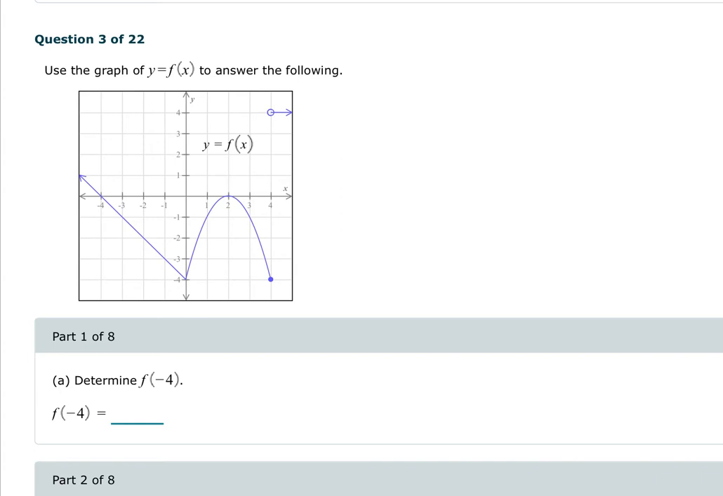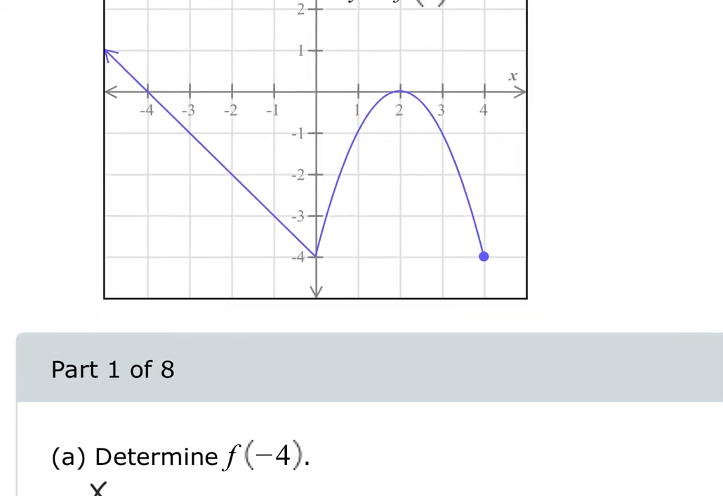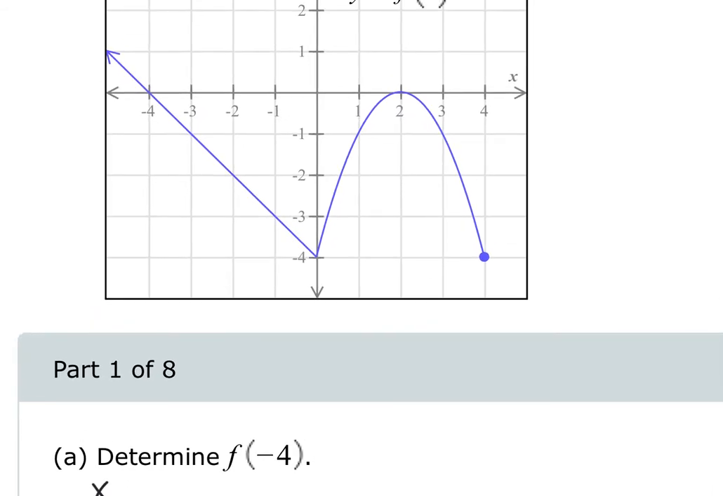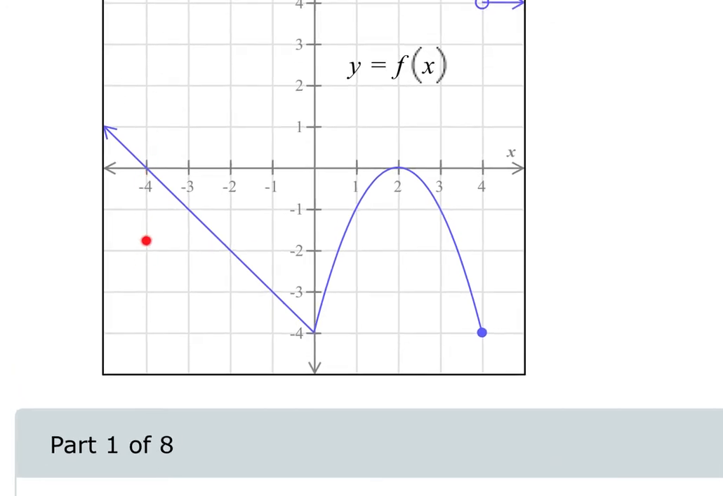Right here on question 3, we have several different parts. The first part we can see right here, f of -4. When you're asked that question, it's saying when your x value is -4. -4 right here is an x. When your x value is -4, what is your y value? All I want to do is look at the x value of -4 right here and see what that y value is, and it just crosses the x-axis at -4, so that y value ends up being 0.